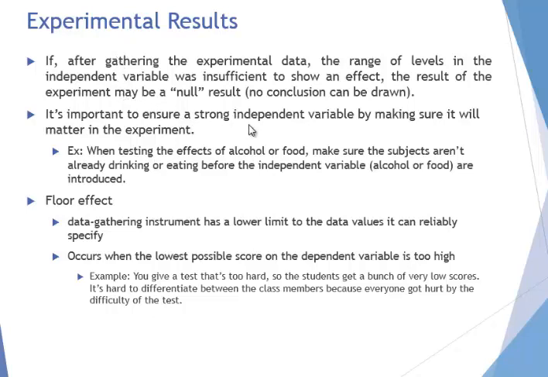It's important to ensure a strong independent variable by making sure that it will matter in the experiments. So for example, if you're testing the effect of alcohol or food on some person's activity, make sure the person isn't already drinking. If you're going to test the effect of alcohol on somebody's driving, and the person drinks before they come to the lab, well, then they may have already been affected before it started.